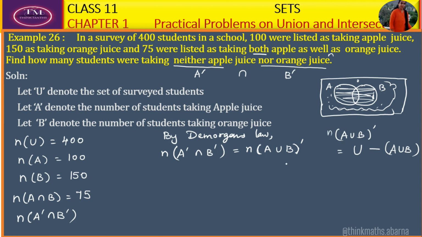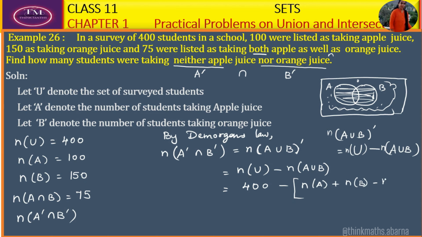So the number of elements in (A union B) whole dash is nothing but the number of elements in U minus the number of elements in A union B. How many elements are there in the universal set? It is 400. How many elements are in n of A union B? Is it given? It is not given.